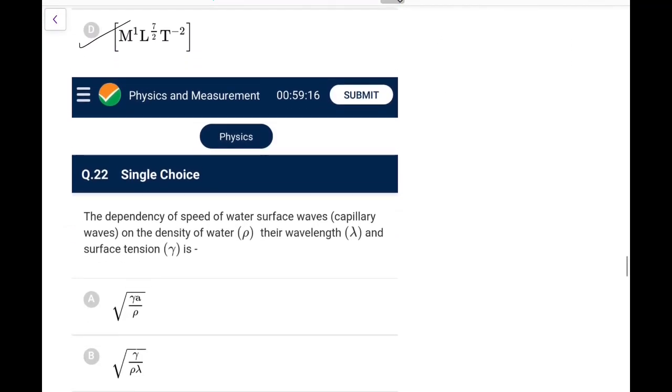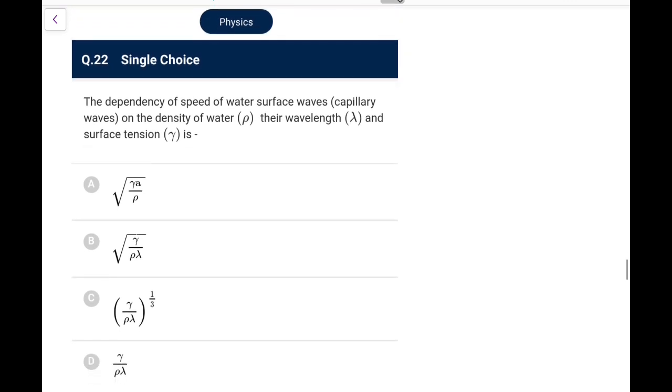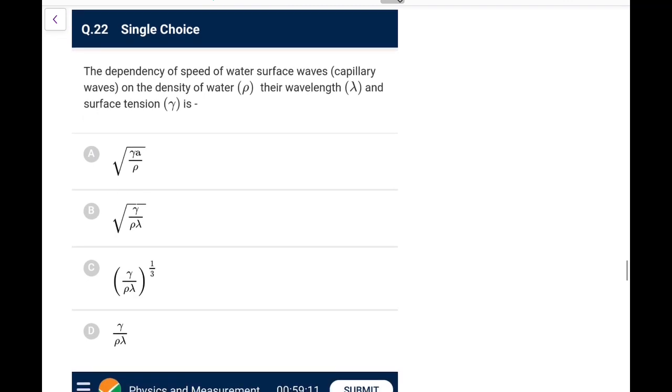Now let's move ahead. 22nd. The dependency of the speed of water surface waves on the density of water, wavelength and surface tension will be. So again we have to match the dimensions. For density, the dimension is ML⁻³, mass per unit volume. For the wavelength lambda, this is L, and for surface tension it is force per unit length, that is MT⁻². And for the speed, this is LT⁻¹.